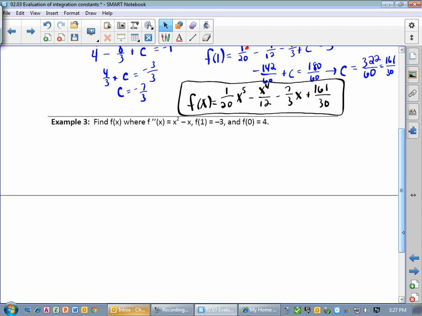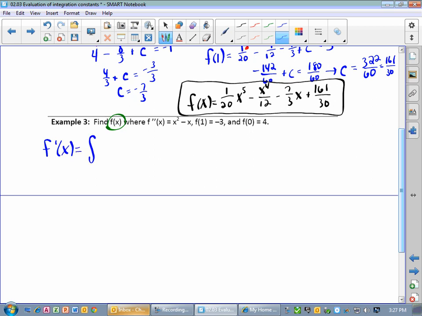Now look at the next example. Again, we're given the second derivative, right? We're asked to find f of x, but this time we're not given a value for the first derivative. We're just given two function values. Okay, so keep that in mind. So we start off, if we integrate once, what do we get? First derivative, so f prime of x equals the integral of x. You got it?